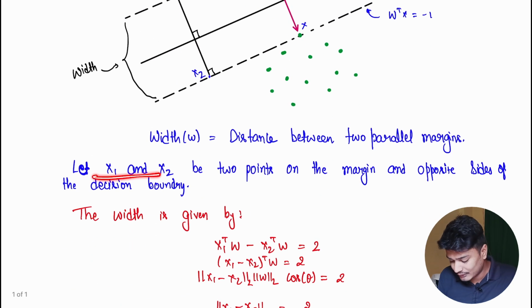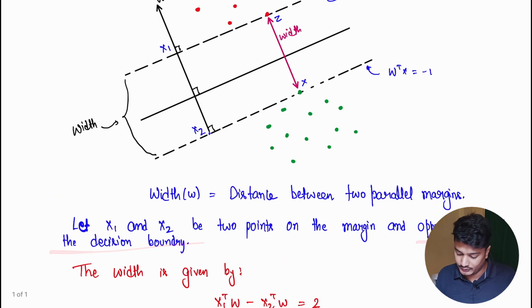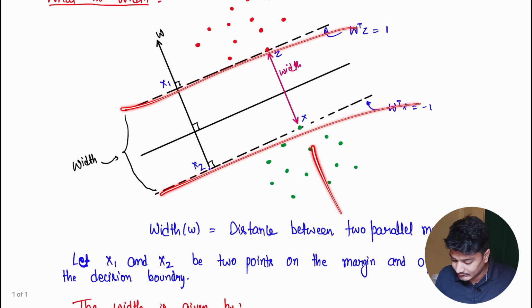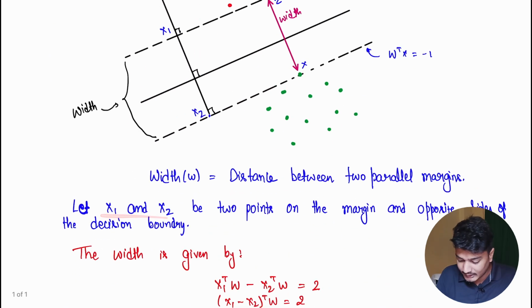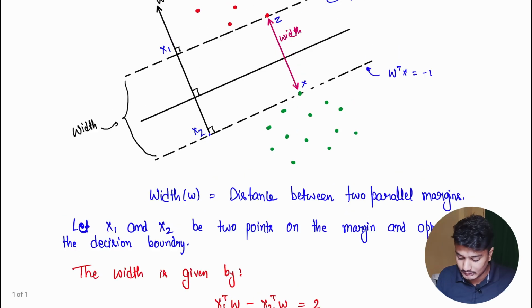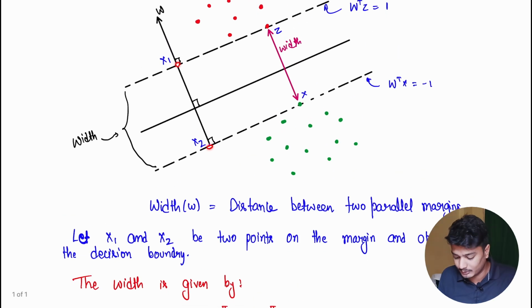Let x1 and x2 be two points on the margin and on opposite sides of the decision boundary. So this is our decision boundary. On this side all points are -1 and on this side all points are +1. So x1 and x2 are two points on these particular margins, on opposite sides of the decision boundary. We take one point from this margin and one point from the other, and the distance between them is basically the width.